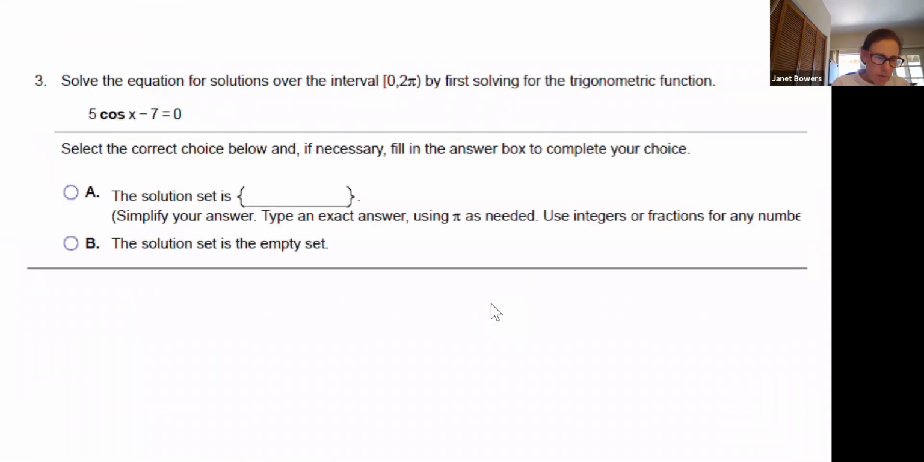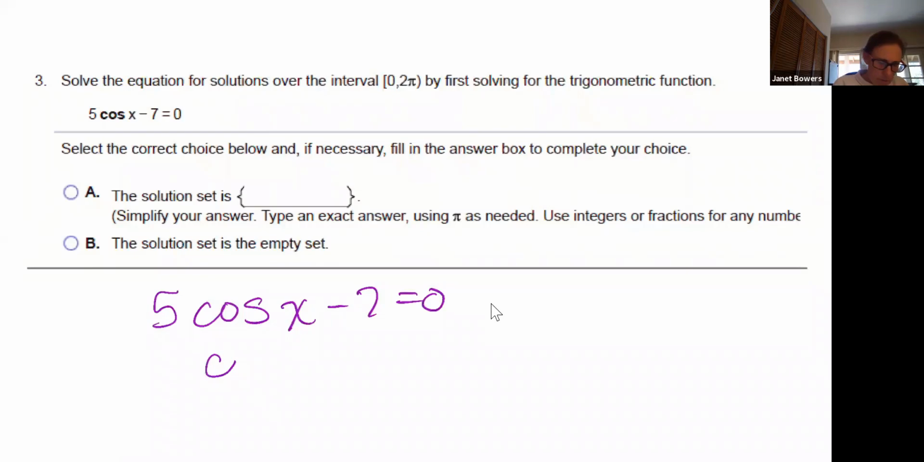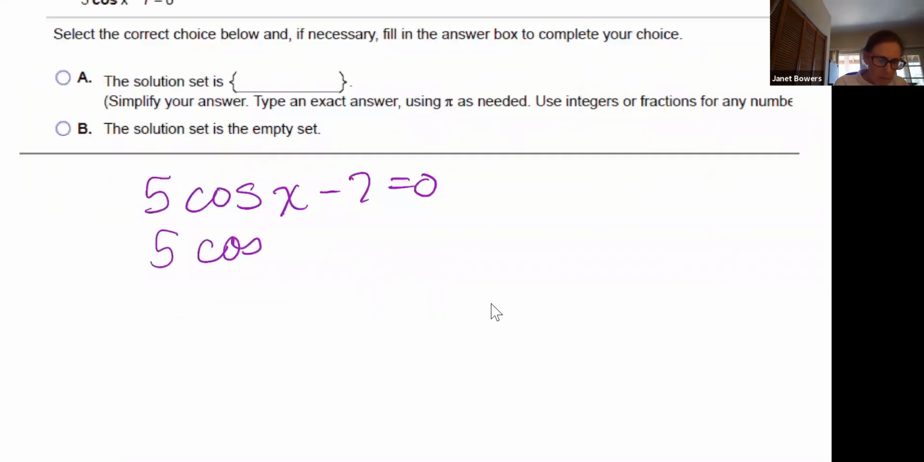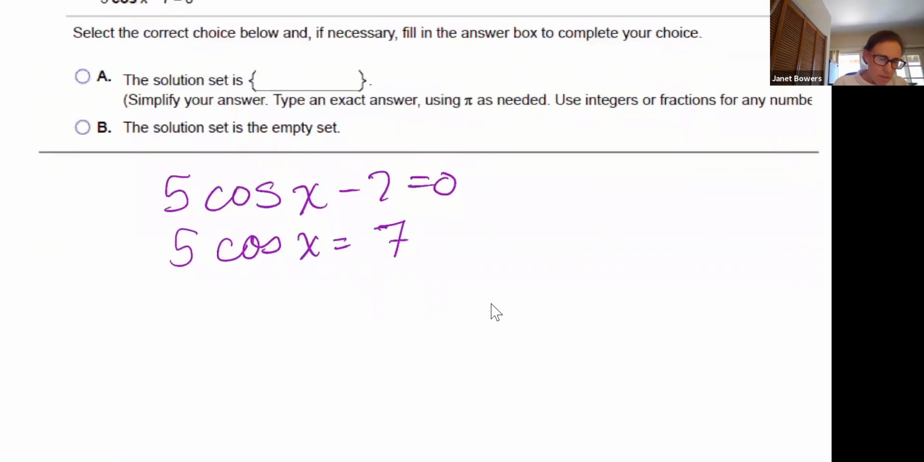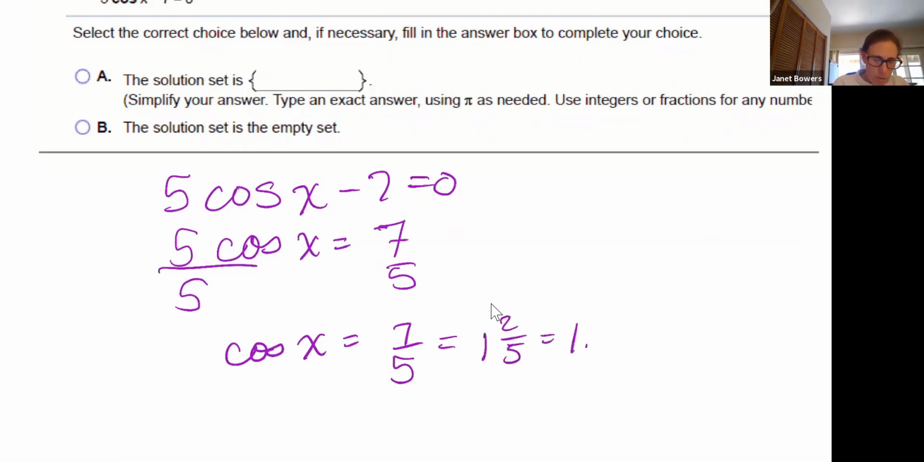All right, let's do number 3 here. Solve the equation over the interval 0 to 2 pi. In this case, we have 5 times the cosine of x minus 7 is equal to 0. Solving this normally, 5 cosine x is equal to, add 7 to both sides, 7. Then I'm going to divide both sides by 5, and we get cosine of x is equal to 7 over 5. Now I know that 7 over 5, that's 1 and 2/5, which is 1.4.